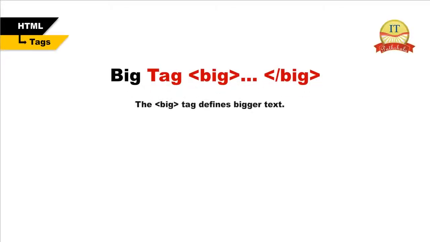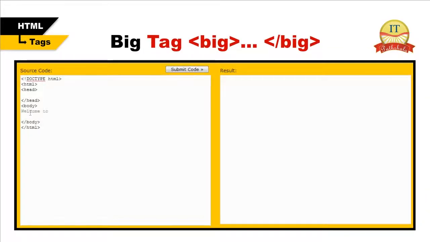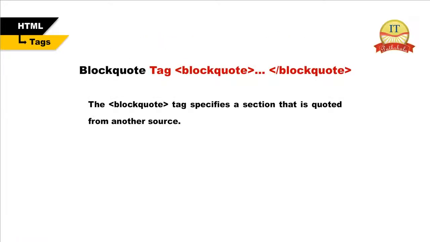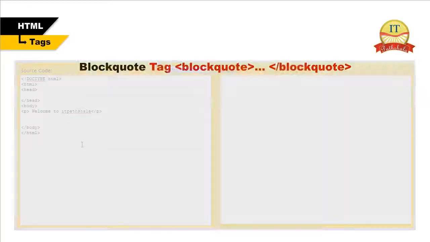Big tag. The big tag defines the bigger text on the page. In the following example, we shall put the part of a sentence inside the big tags so that you can see how the big tag makes the text look different from the ordinary text. Blockquote tag. The blockquote tag specifies a section that is quoted from another source.